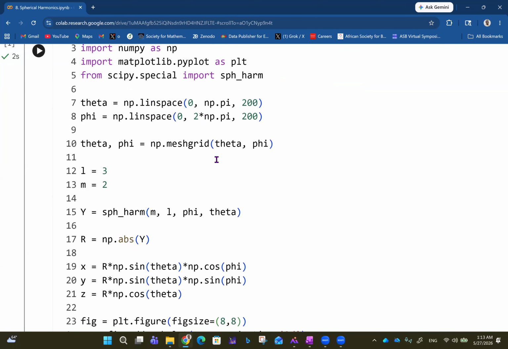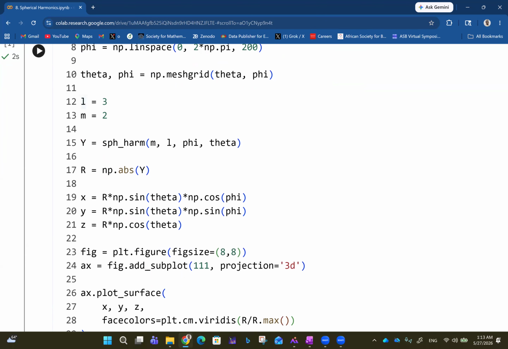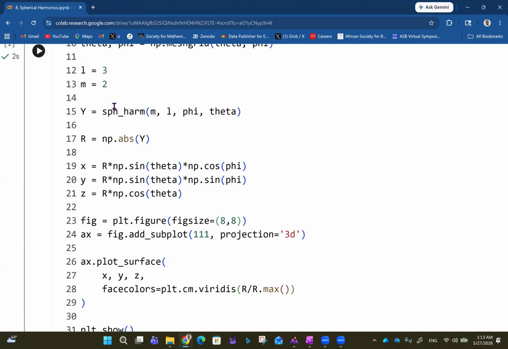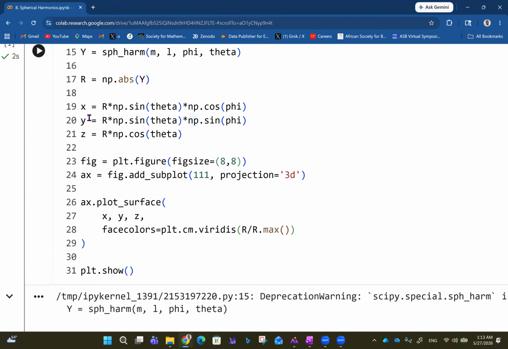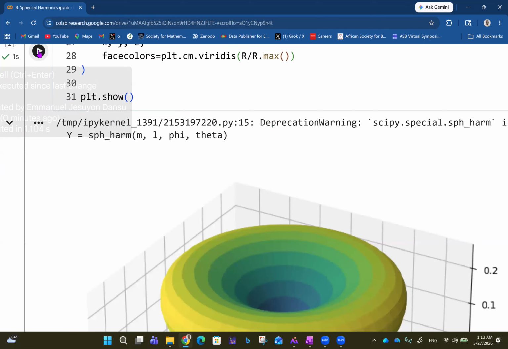So for theta and phi, take the meshgrid. L is 3, M is 2. You can vary those values. Then you have your Y now, which is the spherical harmonic, taking M and L, phi and theta as parameters. And then we have R, which is the absolute value of Y. Then x is defined the way it should be: r sin theta cos phi. y is r sin theta sin phi. Then z is r cos theta. Then plot the figure, and that's what we have here already.